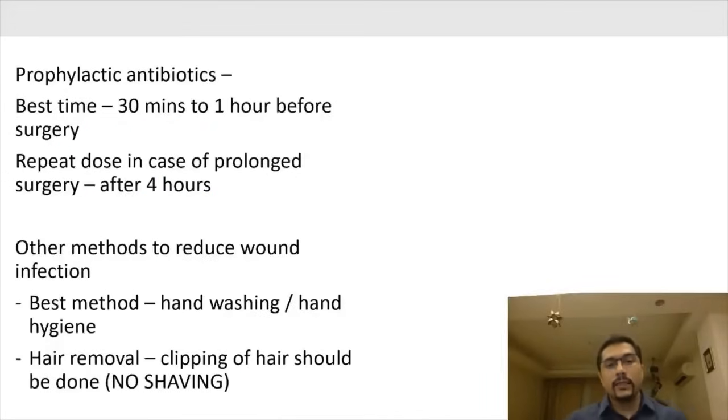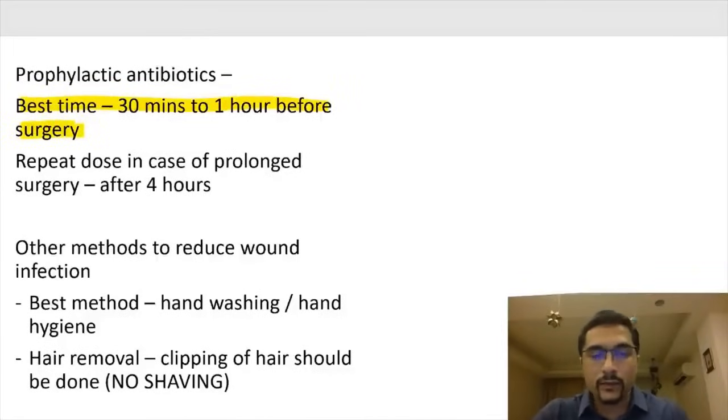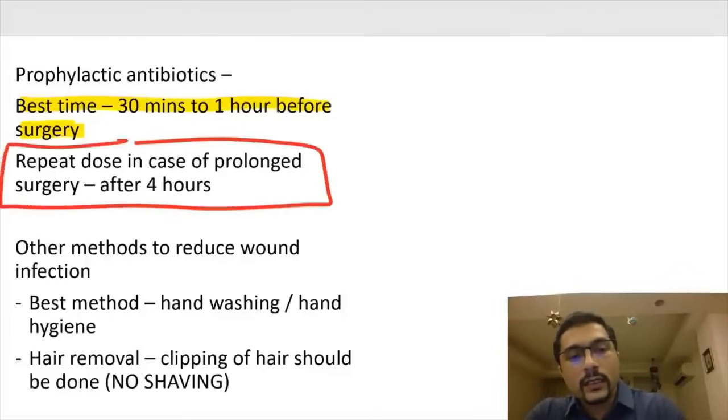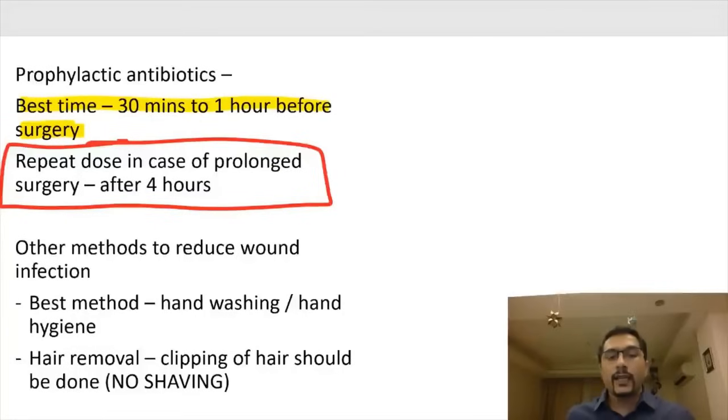So please remember these important points. Prevention of wound infection is commonly asked, and usually you have one question from this topic. So you need to know that for prophylactic antibiotics, the best time is 30 minutes to 1 hour before surgery. The repeat dose in case of prolonged surgery can be given after 4 hours. This has not been asked in the FMG exam as yet, but can be asked in the future.